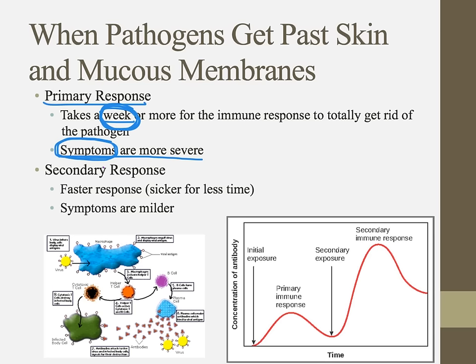Okay, the secondary response is a whole lot faster, and symptoms are either going to be milder or they may be non-existent, okay? You may not even feel anything from the secondary immune response. And that's really because, once we're meeting something for the second time, we're able to create a lot more antibodies a lot quicker because we've already met that guy.